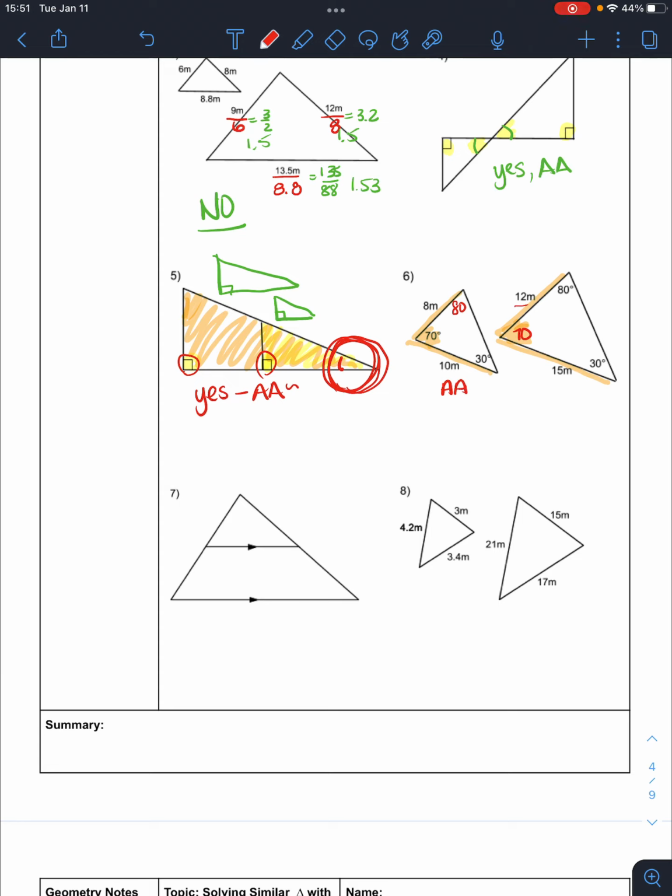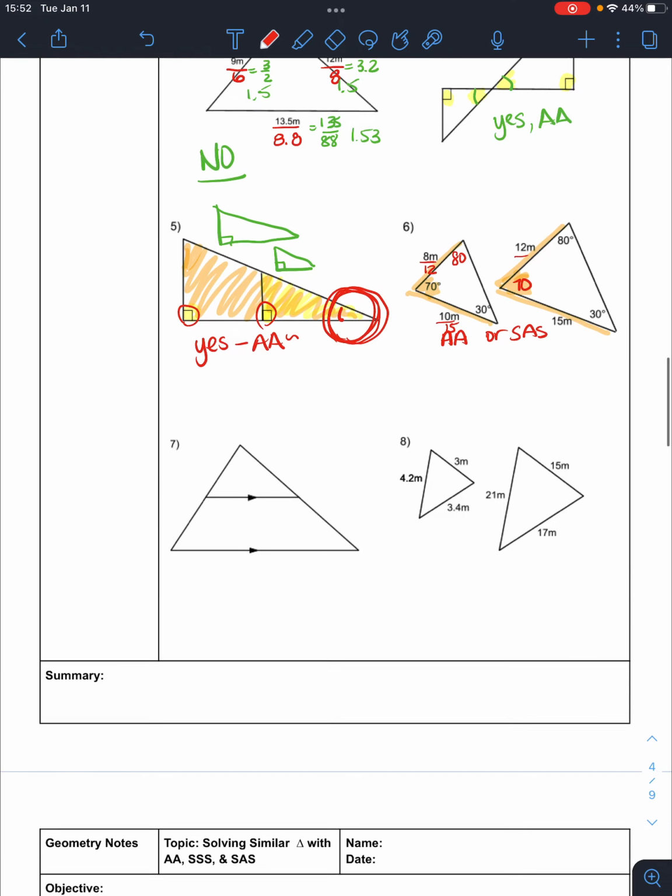Now, it could also be, if you check it, that's why we had to fix it, because 8 over 12 and 10 over 15 have to be the same. So it can also be side angle side. You can't be similar by AA and then not similar by side angle side. So we had to fix the problem.